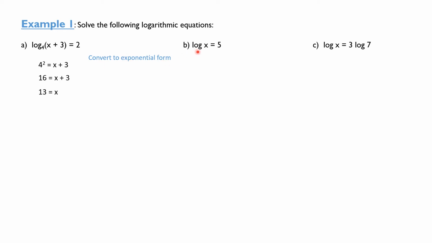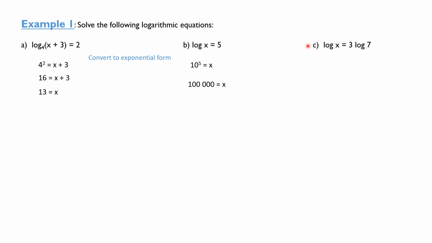Same step, apply it here. This one's a little different because I don't see a base there. So you have to remember what it means when there is no base showing. What's the default? It's a base of 10. So 10 to the power of 5 equals x, and that just is a 1 with 5 zeros, right? That's what the power of 5 is, so 100,000.